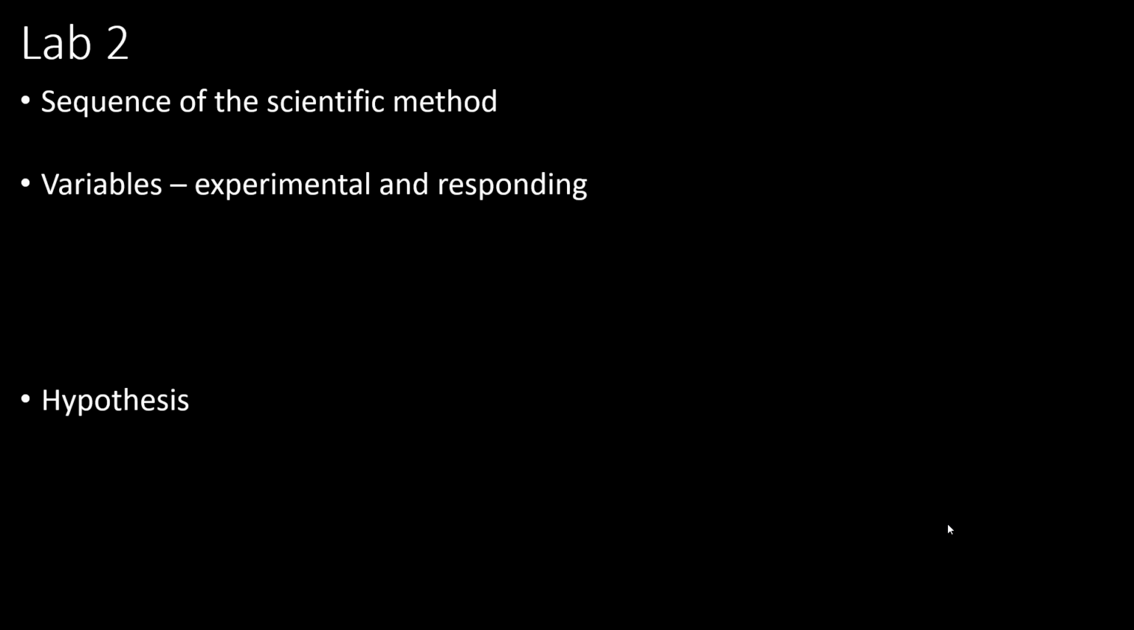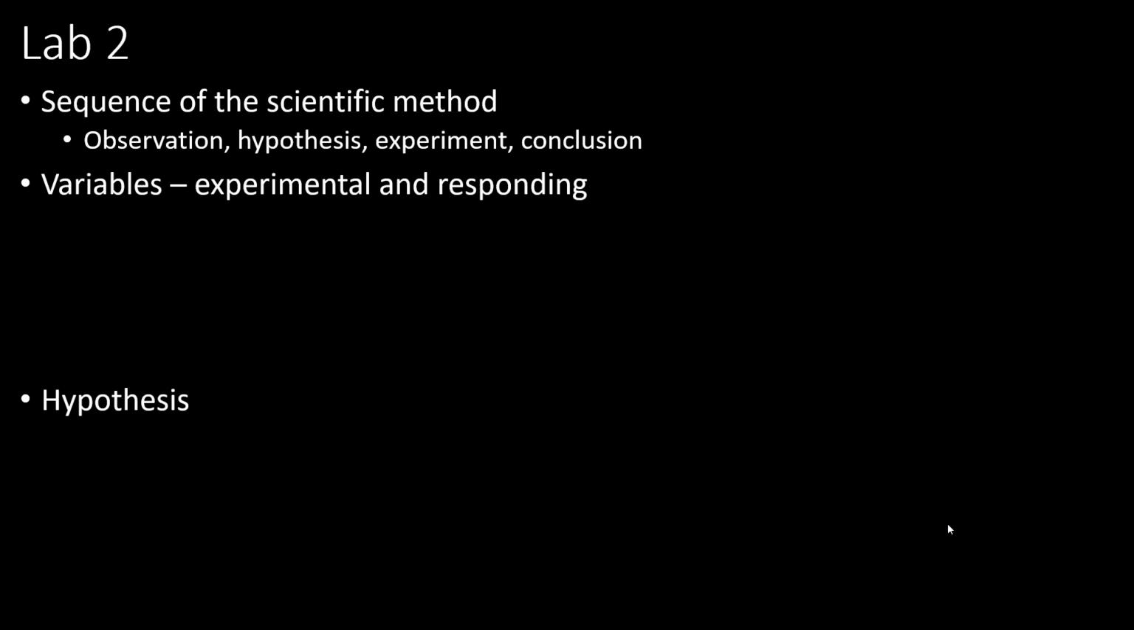All right, looking at lab number 2. Lab number 2 focused in on the scientific method. So we have a sequence here of the scientific method you need to make sure that you know, and you need to know it in order. So we have an observation followed by a hypothesis. We then do an experiment, which leads us to our conclusion.